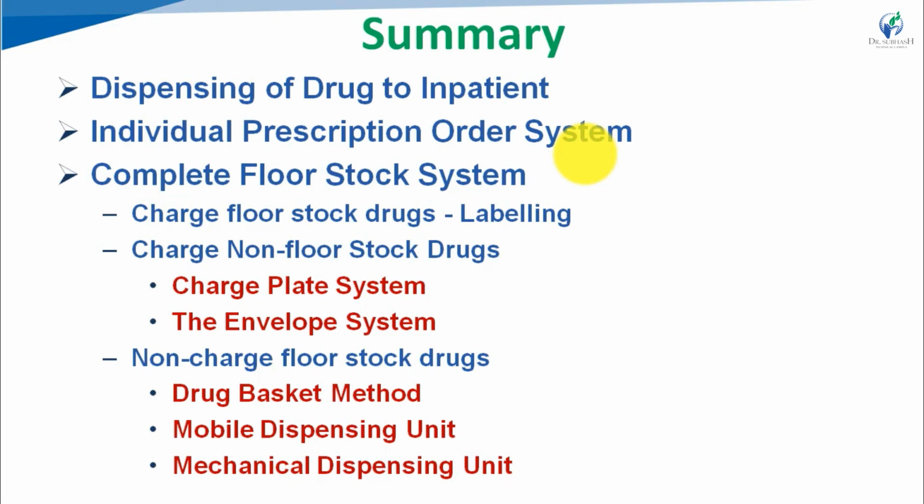In the next lecture we will discuss the remaining methods for drug distribution of inpatients, that is the combination of individual and floor stock system, and unit dose dispensing and pharmacy coordinated system. So we will discuss these points next, and in this chapter we also need to discuss the drug distribution for outpatients.